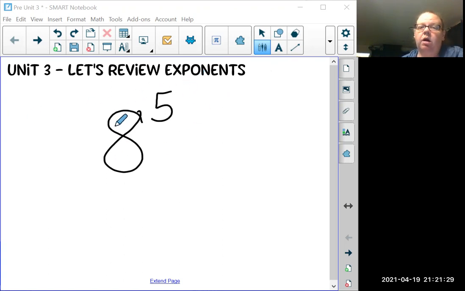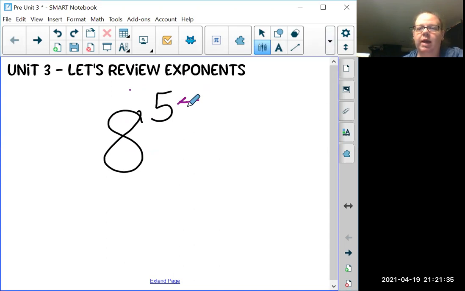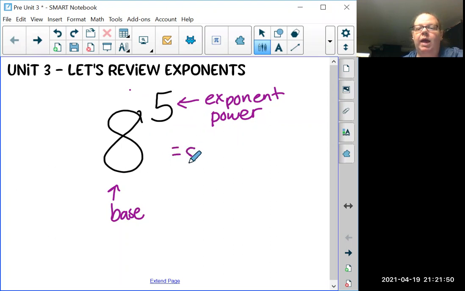All right, so here's our example. This is called an exponent. It's also called a power. Either one may mean the same thing. The 8 is called the base because that is what is getting multiplied. So 8 to the 5th power means that we're going to write 8 five times and multiply it by itself. So we would do 8 times 8 times 8 times 8 times 8, and that would be our answer.